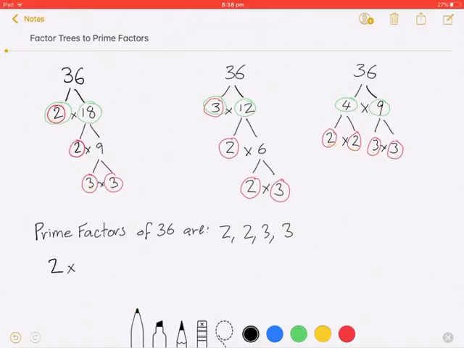If I multiply the prime factors, 2 times 2 is 4, times 3 is 12, 12 times 3 is 36. So if you multiply together the prime factors, you should get the number you started with. I want you to have a go at doing some of those for other numbers, so maybe 20, 35, 42. Have a go and see if it works if you start differently. And that's all there is to prime factors.